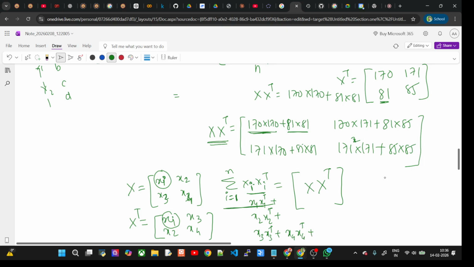If your matrix is very big, then you continue with x5 times x5 transpose, and so on, up to xn times xn transpose. If you are doing this kind of math, it is all shown in this, and that is nothing but X into X transpose, the same result.